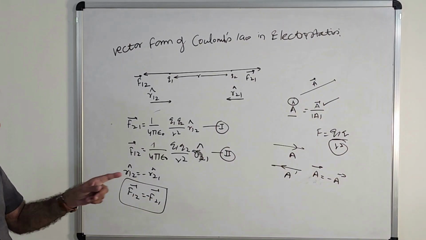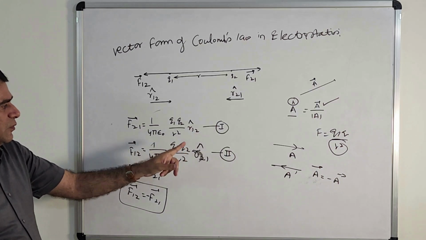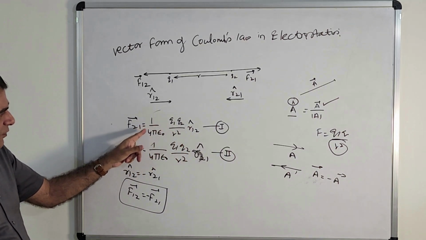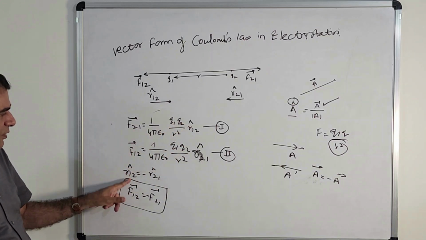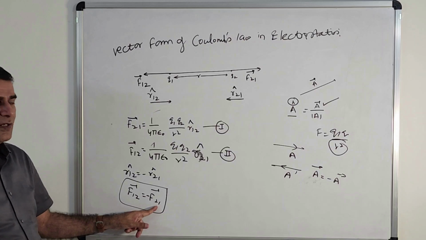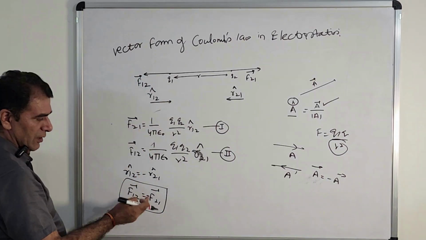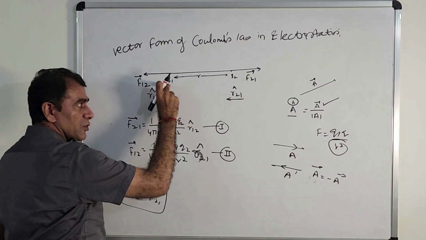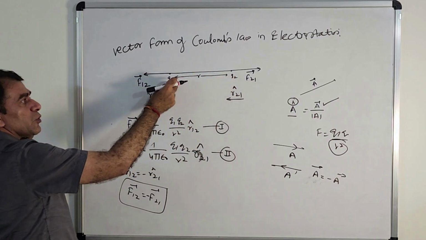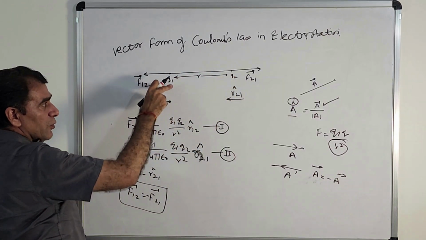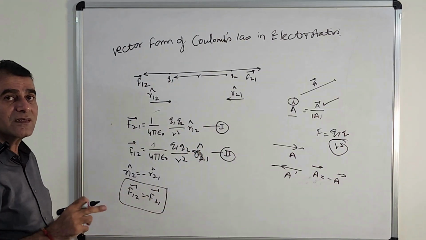Always remember, because here it is negative, we put R12 equals minus R21. So minus R21 means R21 cancelled. This all cancels. F21 equals minus F12. So F12 equals minus F21. What does this show? The force on 1 due to 2, the force which is exerted by Q2 on Q1, is equal to the force exerted by Q1 on Q2, but opposite in sign. What does this show?